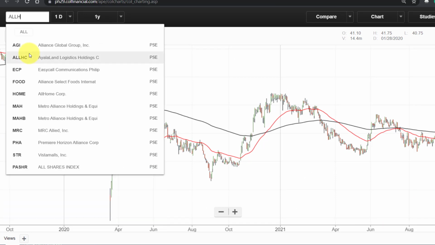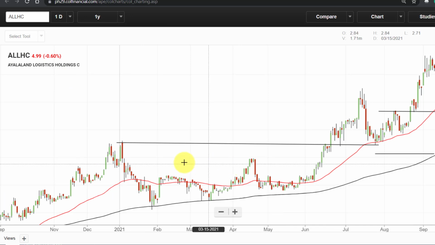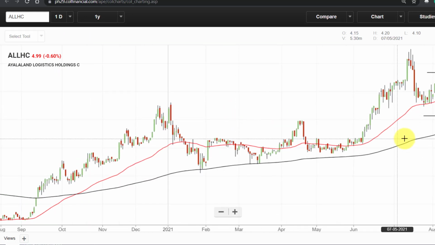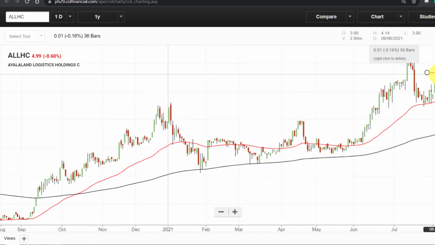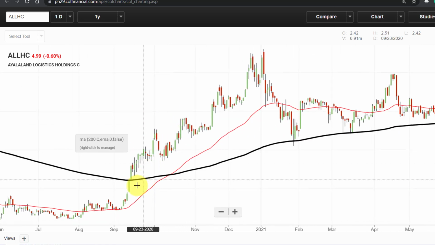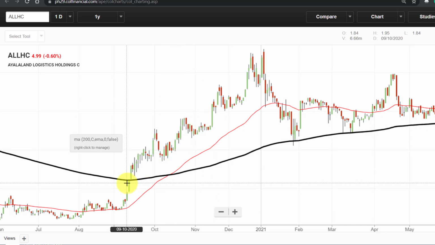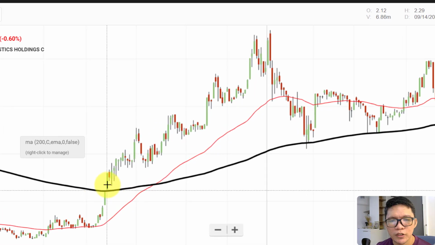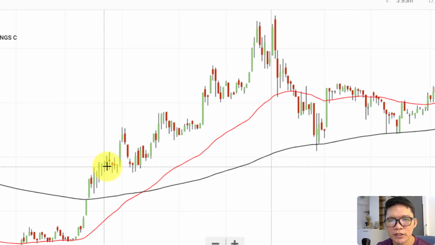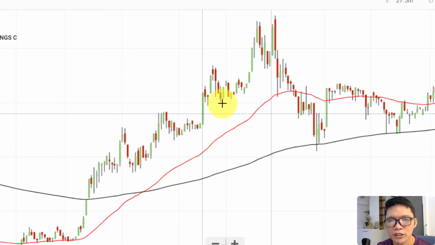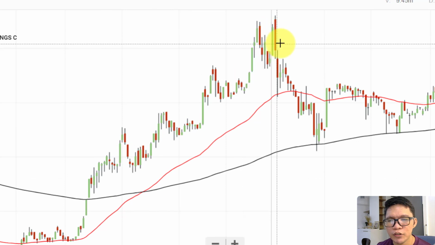So let's say ALI HC. Ayan, so makikita natin dito kay ALI HC. So tanggalin ko lang yung ibang lines. Okay, so ano yung napansin nating difference? So the price is actually above your 200-day EMA starting September 2020, no? So nang nag-break siya, that means it's a good sign, and actually nag-appreciate siya ng napakataas after that.